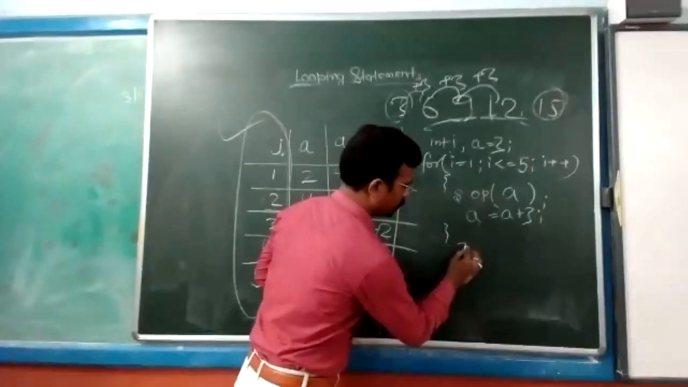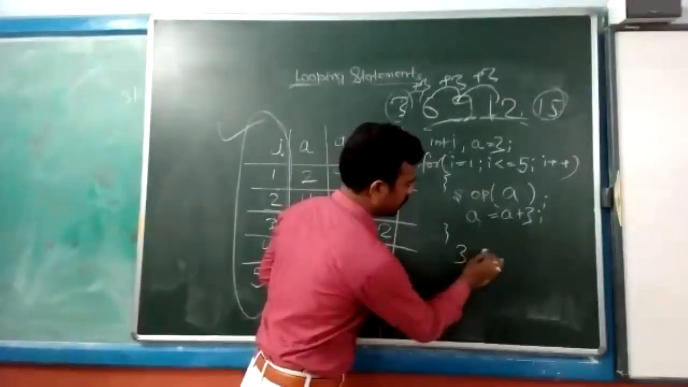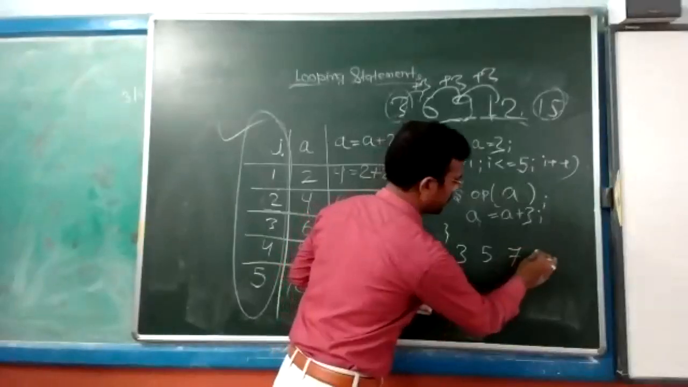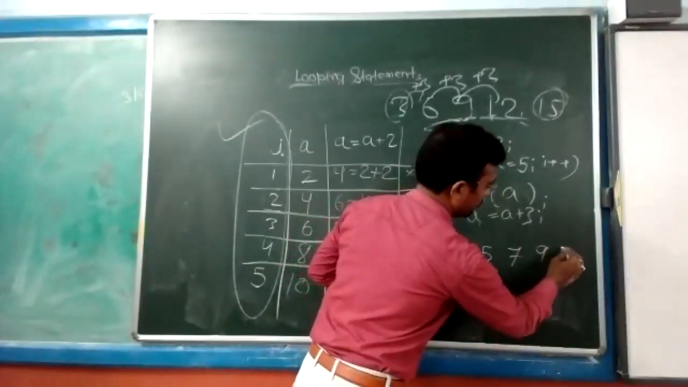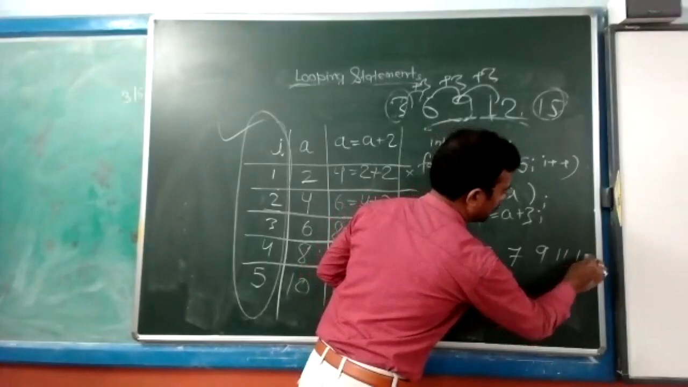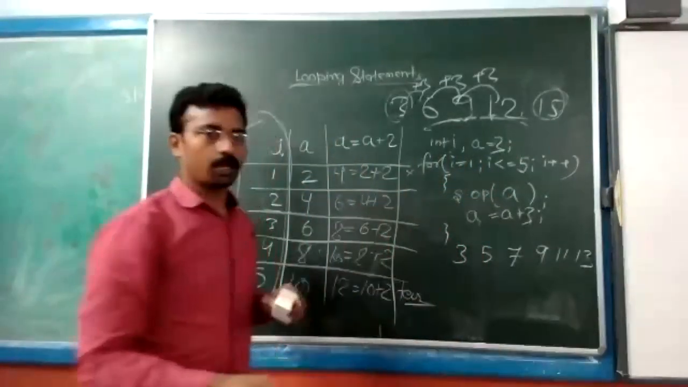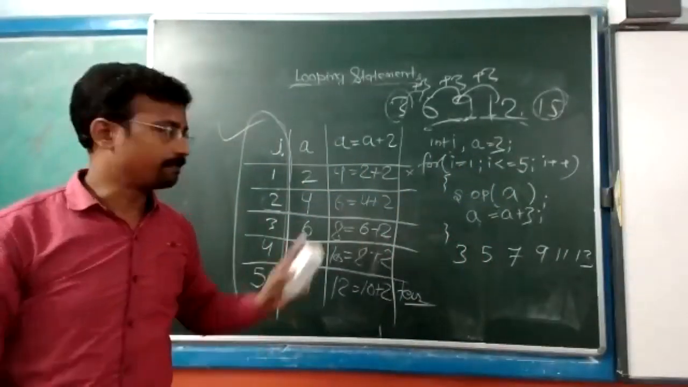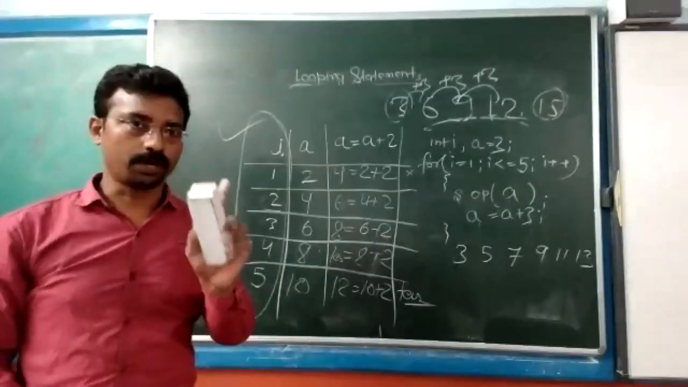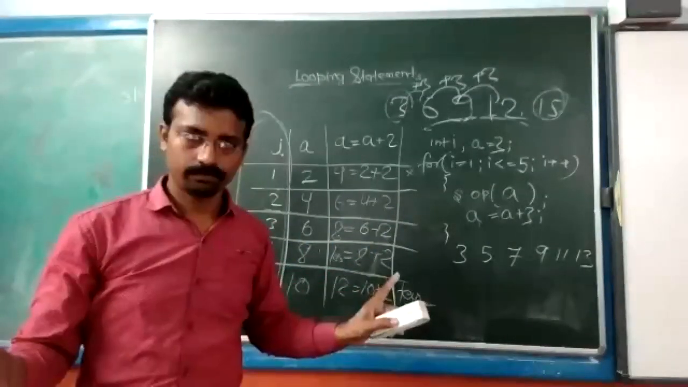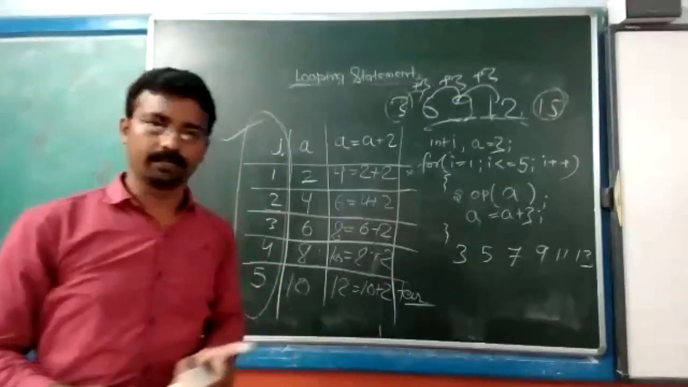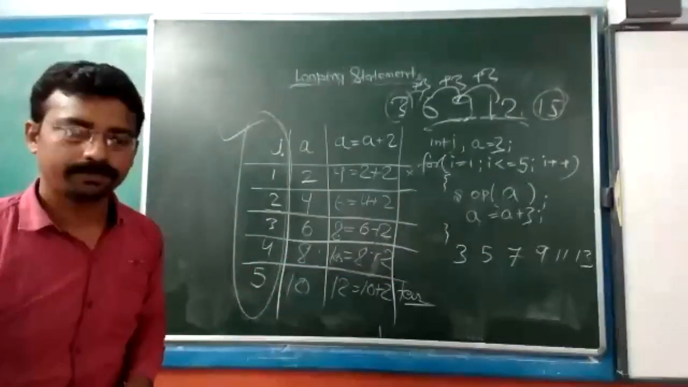3, 5, 7, 9, 11, and 13. Focus on the number of results. Don't focus on how to start, how to end. No. Focus on the number of results. Do the program fast.